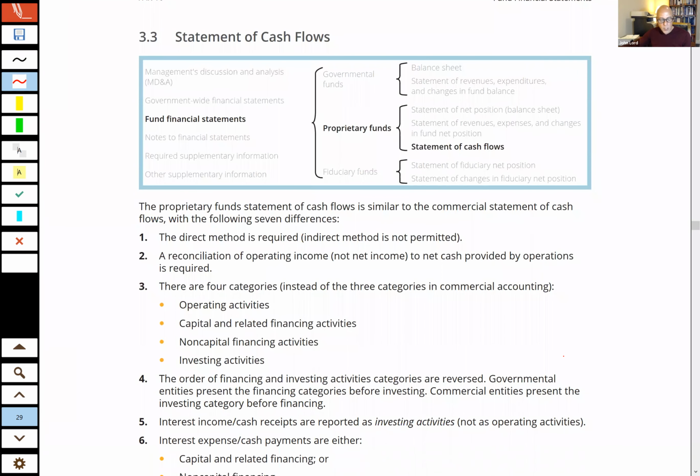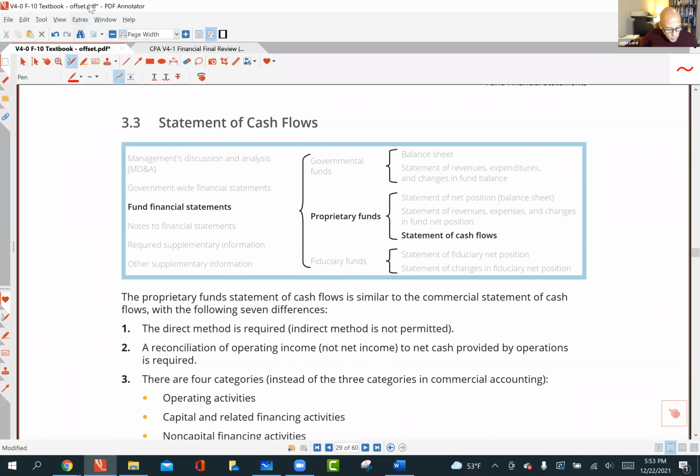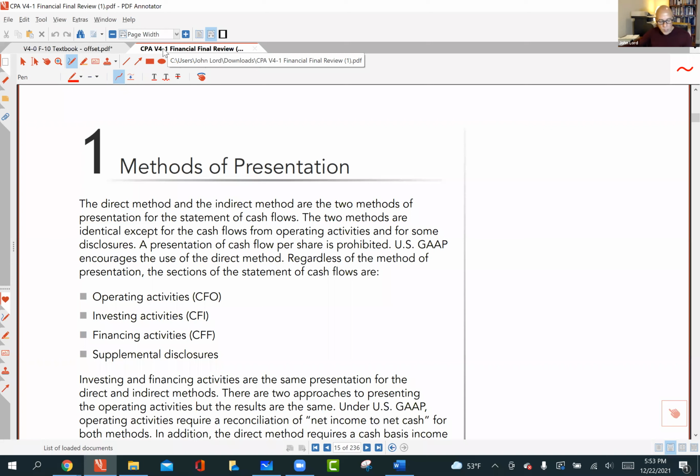Now, the statement of cash flows is only prepared by the proprietary funds. None of the other funds prepare a statement of cash flows. There is no government-wide statement of cash flows. Now, before we get into the statement of cash flows for government, I'm going to go over into the final review material that we're going to be covering here tonight, and I'm going to jump into the statement of cash flows discussion because we have seen statement of cash flows for government now.